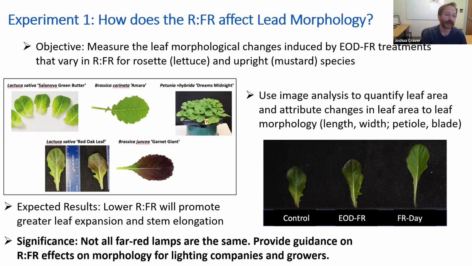And then the significance of this research is that as far red LEDs become more and more popular, people might start implementing them more into their growth spaces. And not all far red lights are the same. They might be outputting different red to far red ratios. So you may be getting different responses than your neighbor and not really understand why. If we're able to iron out how this red to far red ratio affects leaf morphology for a couple species, I think it's going to go a long way to start providing some guidance on how to implement these end of day far red treatment strategies, which I've already seen advertised by at least one lighting company.